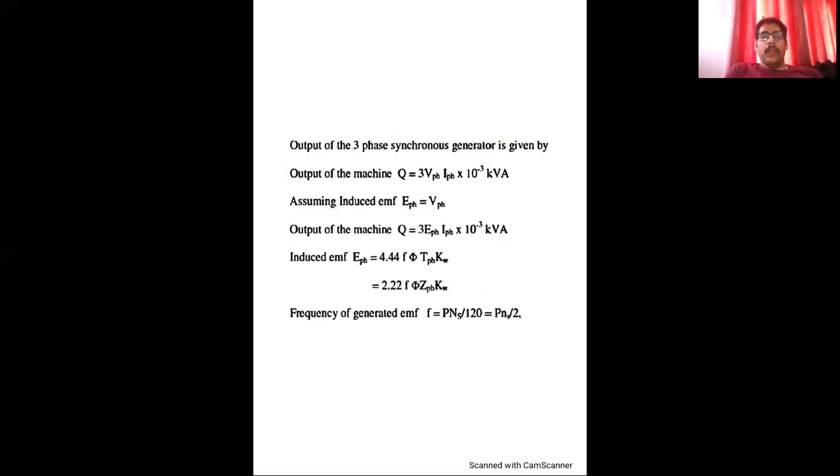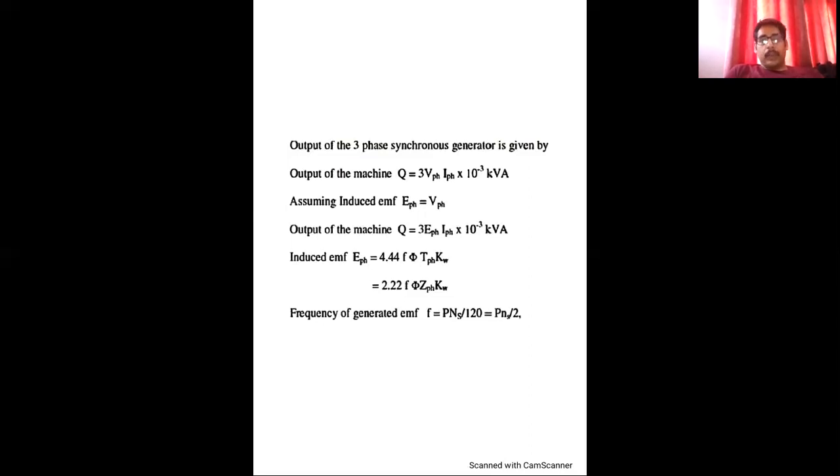Now, in the case of a synchronous machine, let us suppose we have a three-phase generator. In the case of a three-phase generator, the output of the machine is given as Q is equal to 3 VPH IPH into 10 to the power minus 3, where VPH is the phase voltage and IPH is the phase current. Let us assume this VPH is equal to EPH. Then the above equation becomes Q is equal to 3 EPH IPH into 10 to the power minus 3.